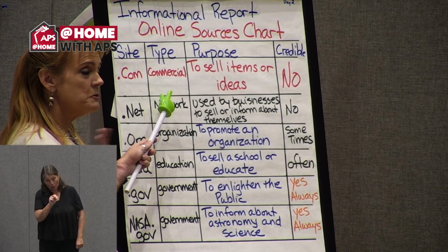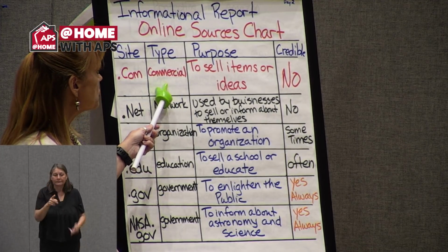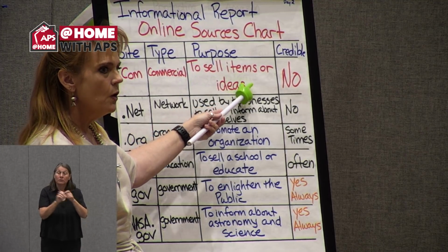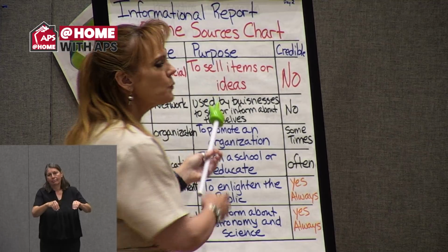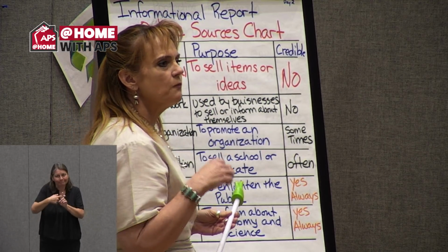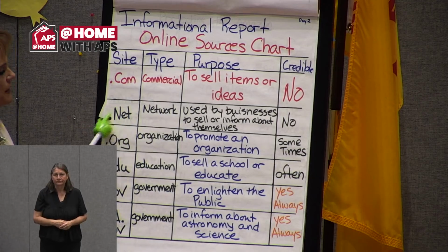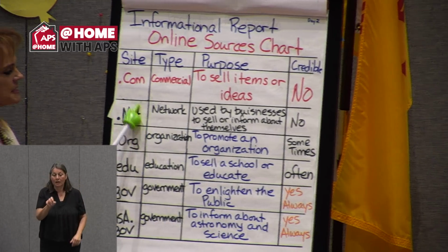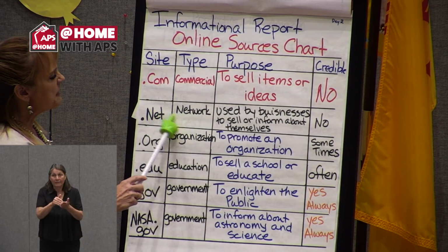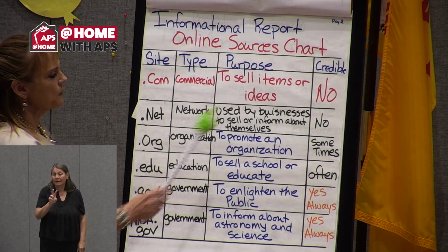So Amazon.com, right? I'm sure everybody's heard of Amazon, or Target.com, Walmart.com. Those are all commercial. The purpose of those websites are usually to sell you something or sell you an idea. So we're going to call that not a credible website for the purposes of what we're doing in this next couple weeks, okay? And that also brings us to this .net. Sometimes, this is not one that you hear of all the time, but it's one that is out there. That means network. And it's also used by businesses, so I wouldn't call that one credible either.